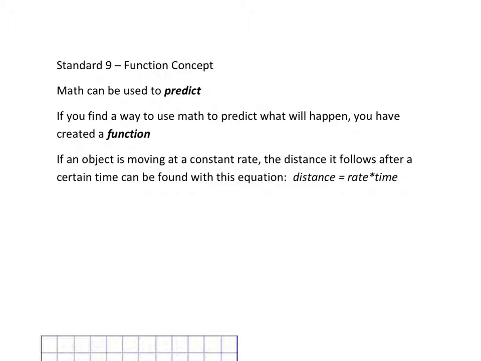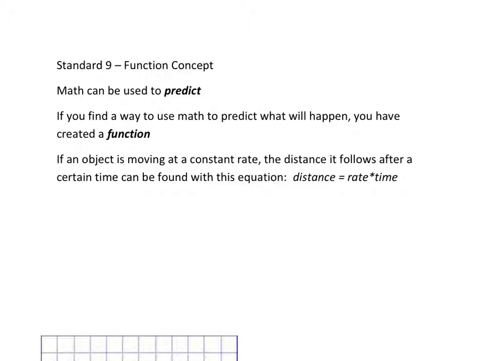Standard 9 is about the function concept. One of the cool things about math is that it can be used to predict all sorts of situations. You can use it to predict things in nature, you can use it to predict things in business, you can use it to predict the results of science experiments. And if you can find a way to use math to predict what's going to happen, you've created a function. And functions are very useful because it's good to be able to use math to predict things.